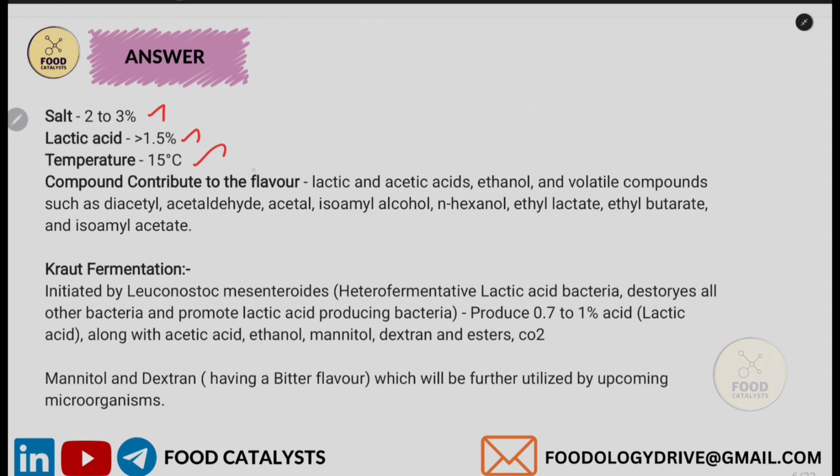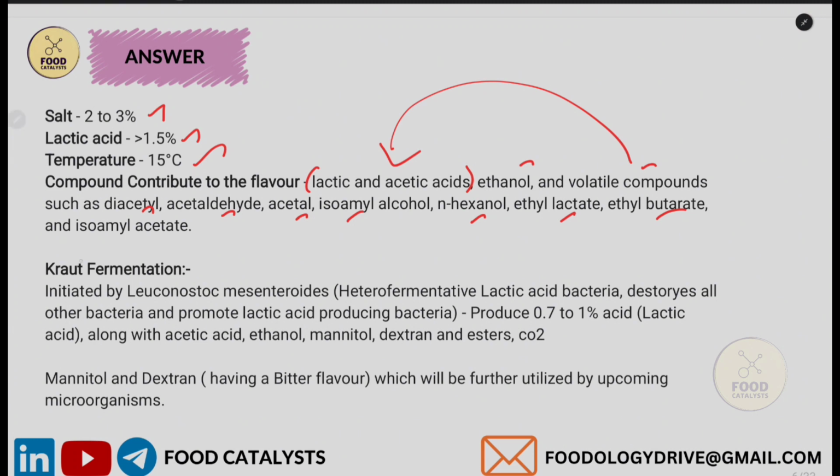And what are the compounds that contribute to the flavors? Obviously we have a distinct flavor for the sauerkraut, and that flavor comes primarily from lactic and acetic acids, followed by ethanol and volatile compounds such as diacetyl, acetaldehyde, isoamyl alcohol, N-hexanol, ethyl lactate, ethyl butyrate and isoamyl acetate. These are not that important, but the primary flavors come from the volatile compounds or lactic or acetic acid. Now let's understand the fermentation process, because that's what makes the product, right?